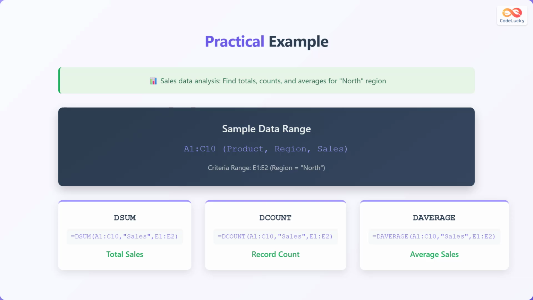To get the total sales for the North region, use the formula =DSUM(A1:C10, "Sales", E1:E2). To get the record count, use =DCOUNT(A1:C10, "Sales", E1:E2). To get the average sales, use =DAVERAGE(A1:C10, "Sales", E1:E2).